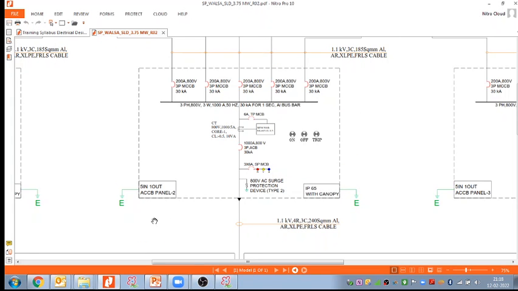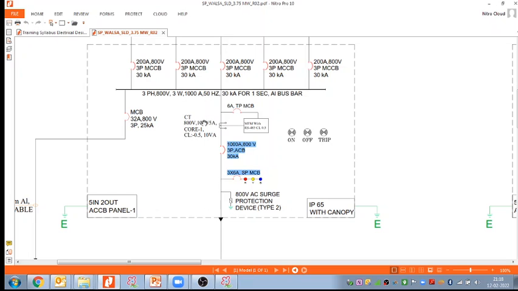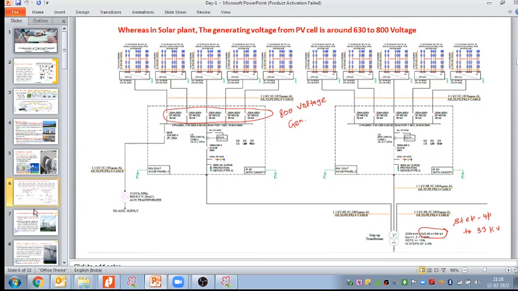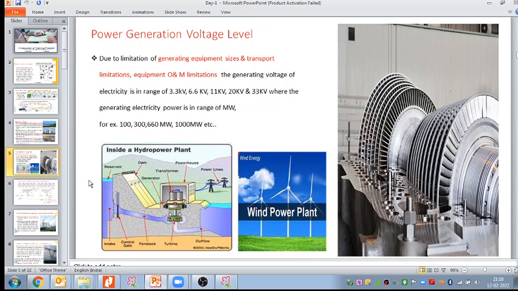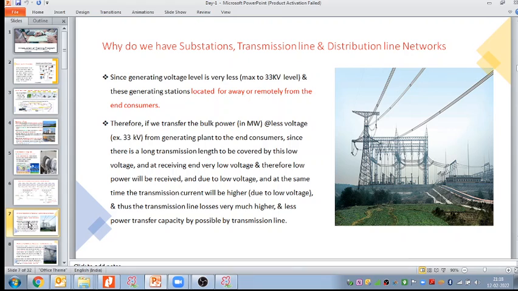So here the generating voltage is around 800 volts, 600 volts or 1.2 kilovolts, very low voltage generation. The generation voltage is low due to the limitations of the equipment used in generation. Thereafter we need the step up transformer, where we step up this voltage keeping the frequency and the power the same, and to have this step up transformer we need to install generating substations, a generating switchyard.